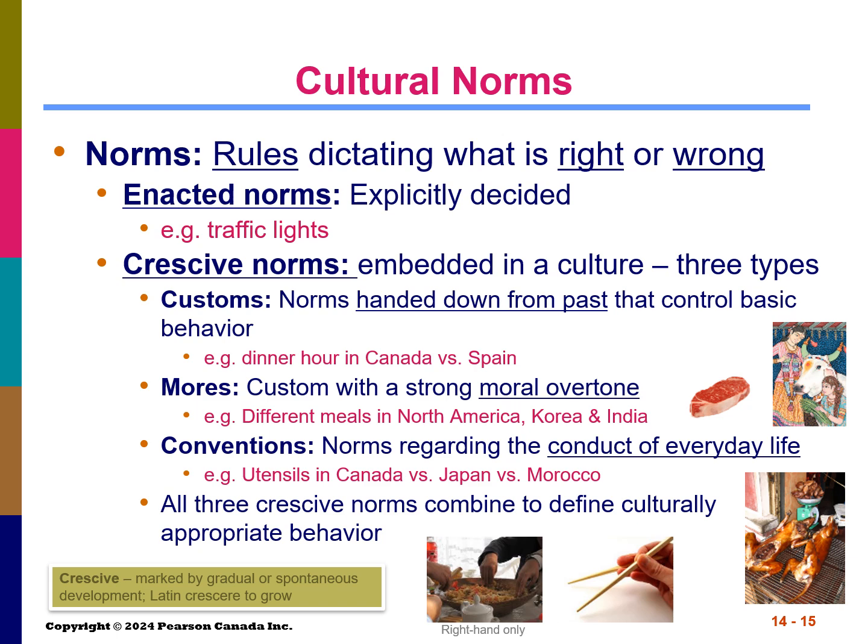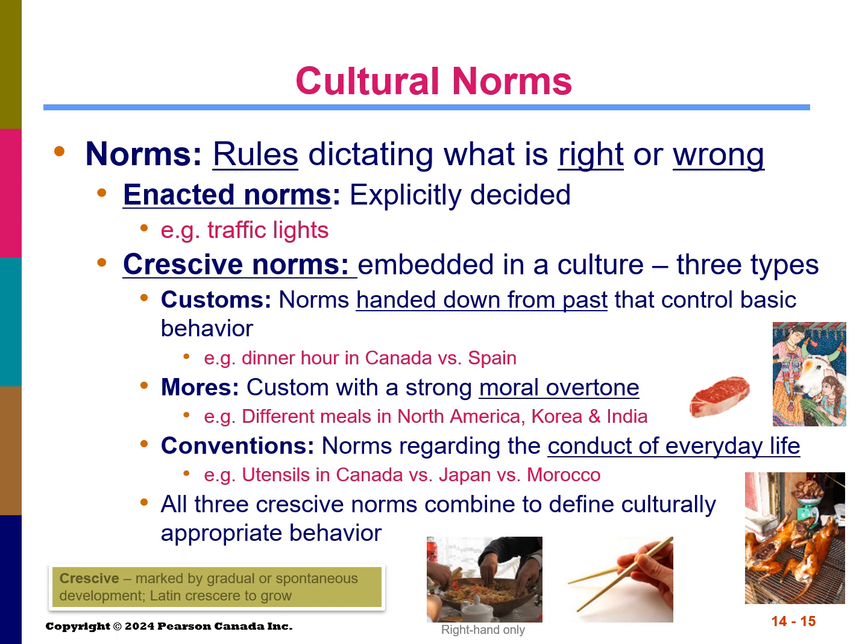Mores are customs with a strong moral overtone. For example, what kind of food is permissible to eat? Eating beef is common in North America, but not in India where the cow is sacred, and dog is common in Korea, but not in North America or India.